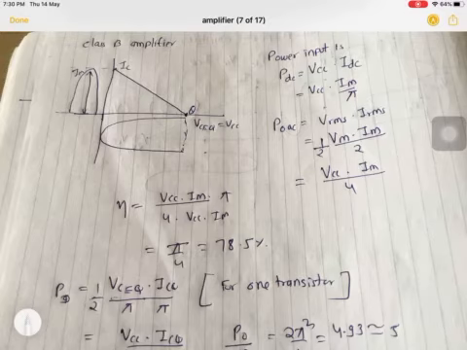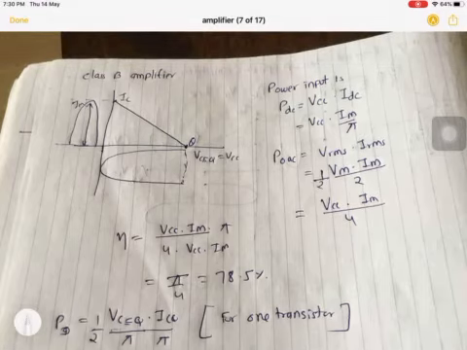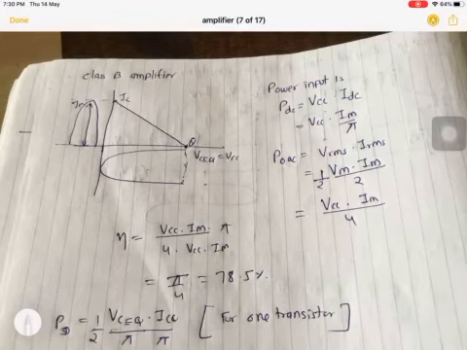However, this is not the case in this class B amplifier. So in this case we have to calculate this DC value. How do we calculate the DC value? By the half wave rectifier formula. Therefore PDC is equal to VCC times Im by pi. What is power AC? Power AC is nothing but VRMS into IRMS.